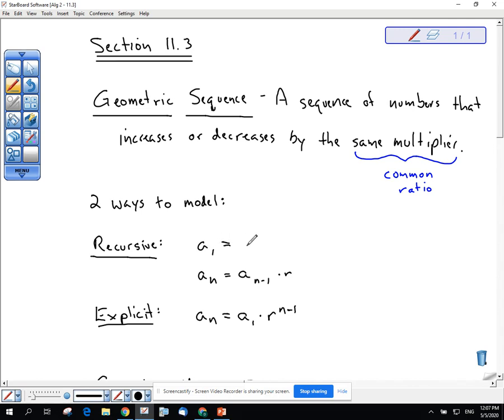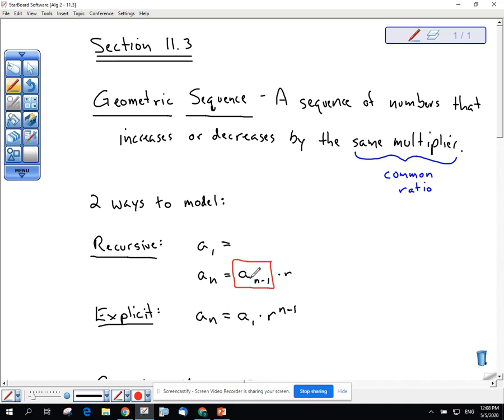So you need to identify what the first term is, and then identify what every other term is based on the previous term. And I think I mentioned in the last lesson, if there's one thing that students have a hard time with, it's this right here: a sub n minus 1 just stands for the previous term. So if I'm on the 10th term, I need to plug the 9th term in here.